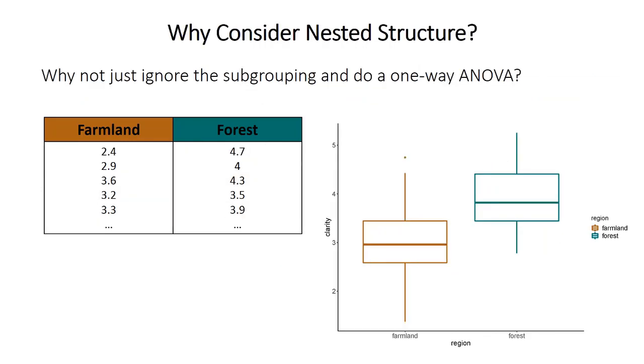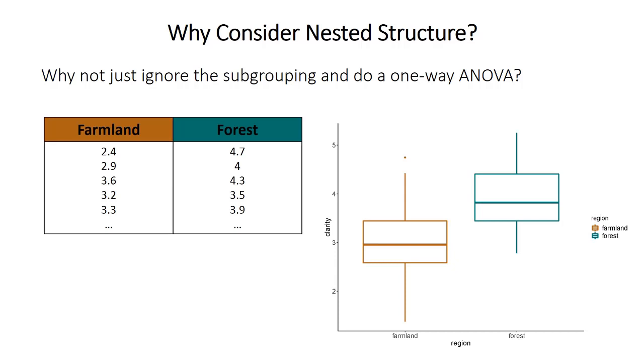But why bother with this structure? Why go to the trouble of dealing with this extra level of complexity? Why can't we just ignore these subgroupings and just do a regular ANOVA, a one-way ANOVA, or even a t-test? Just group up all the data from farmland lakes and all the data from forest lakes and run it then.